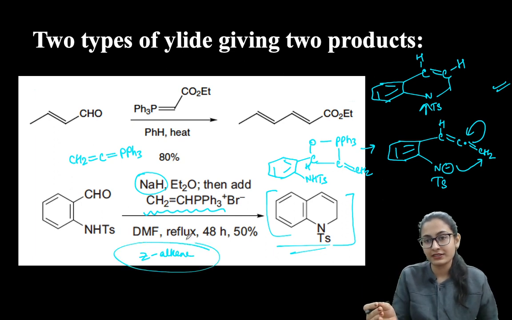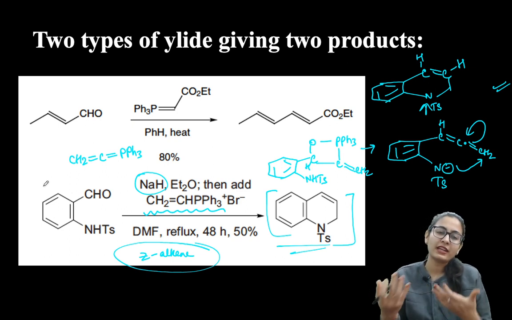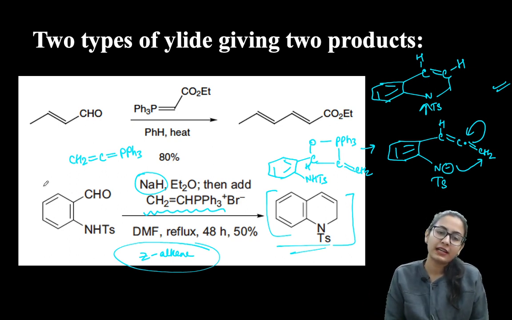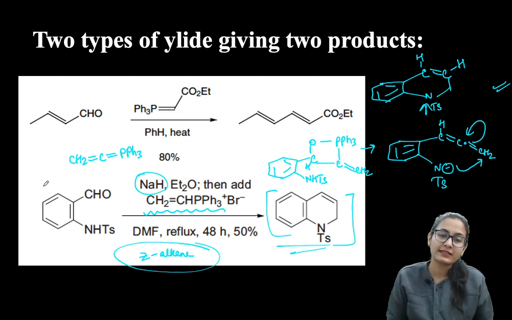Since it is giving you the cis alkene, you are able to do the cyclization, isn't it? It is going to give you the alkene in this manner. You are able to do the cyclization. Very well. So yes, if you have any other unstabilized ylide also, then also you will get the Z alkene.